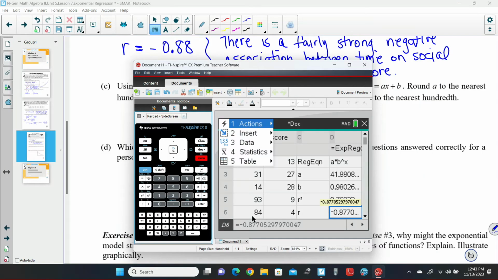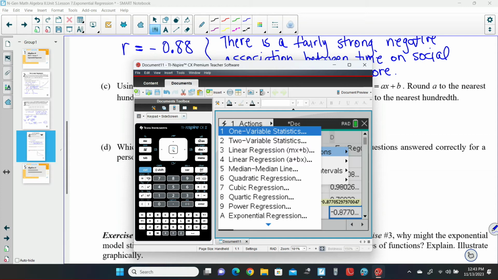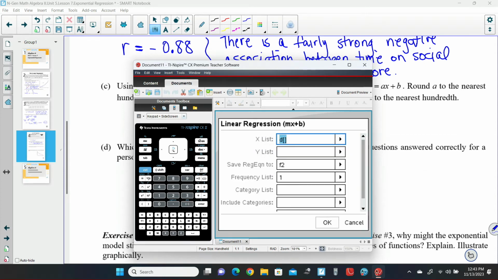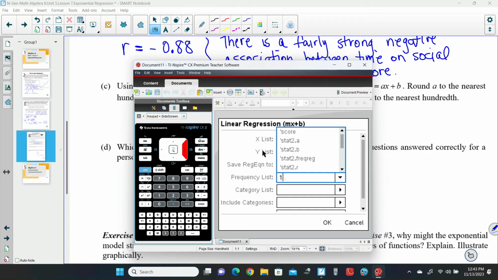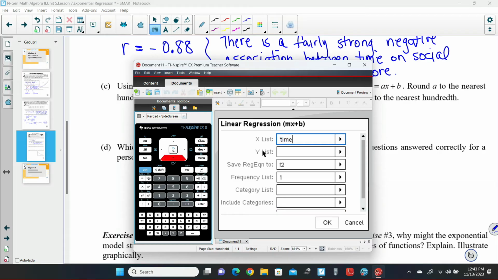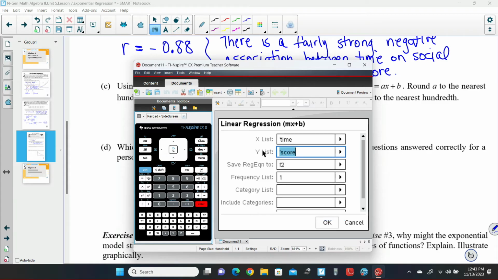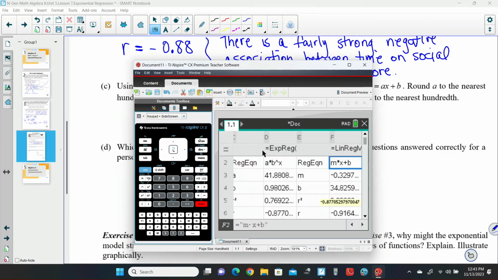We're going to go back to menu, back to statistics, back to stat calculation. I'm going to go to linear regression. My X list is going to be a little bit tricky because there's all sorts of weird stuff in here now, but there's time again. I still want time to be my X list. And now my Y list, I still want it to be score. Okay? And now it will just naturally put everything in the right place.